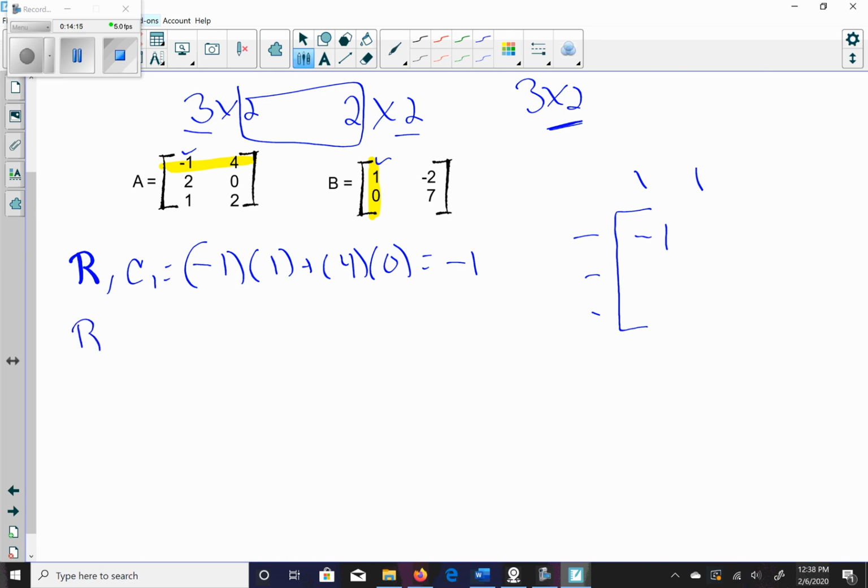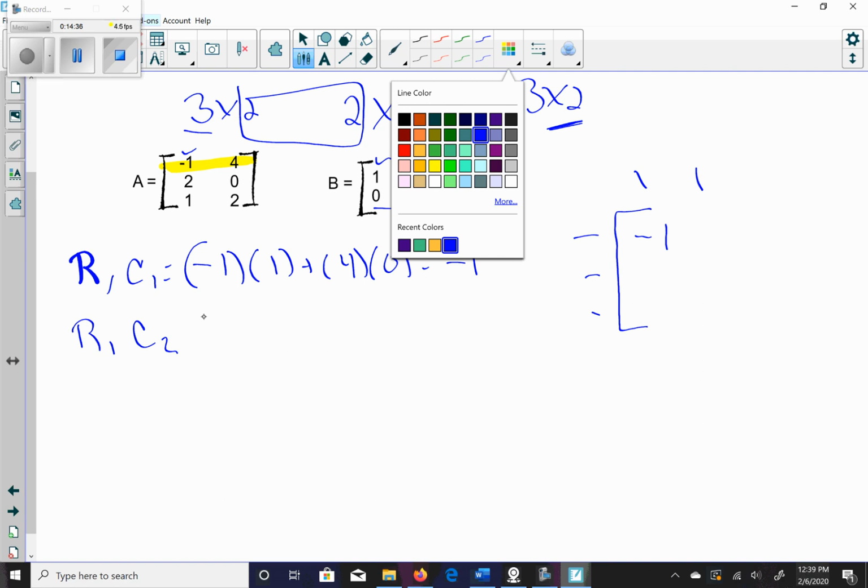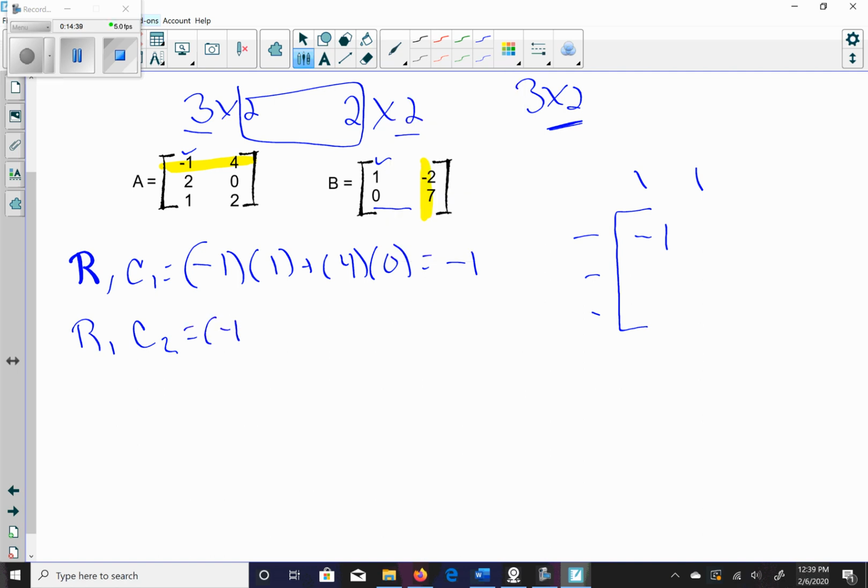So I'm going to stick with row 1, and now I'm going to find column 2. In order to do that, I have row 1 highlighted. I'm now going to highlight column 2, so I'm going to slide this over. When I do that, I am going to have negative 1 times negative 2. That's row 1, column 1. That's negative 2 plus 4 times positive 7. And when I do that, I get 2 plus 28, which is 30. So row 1, column 2 will be 30.